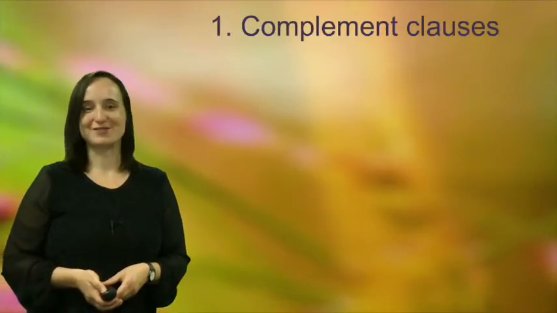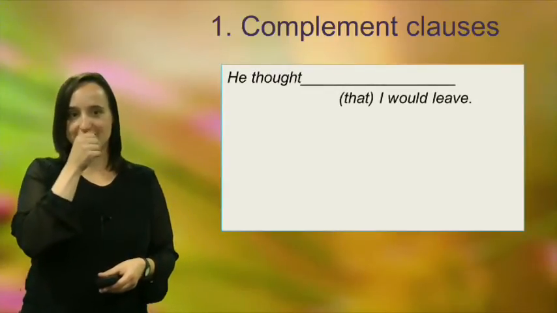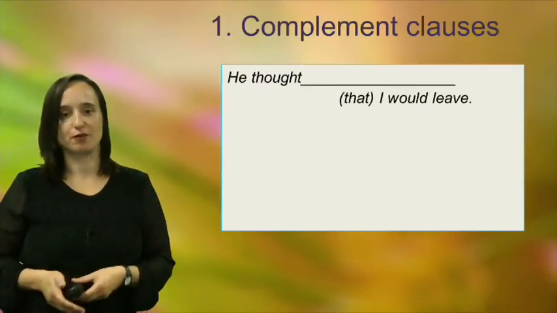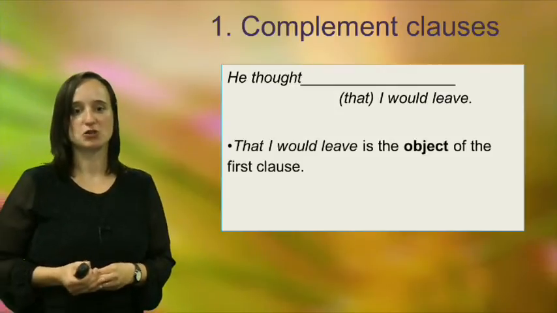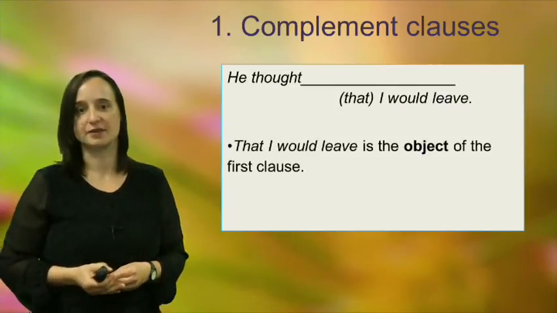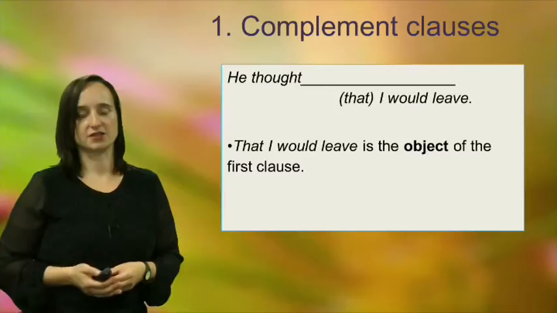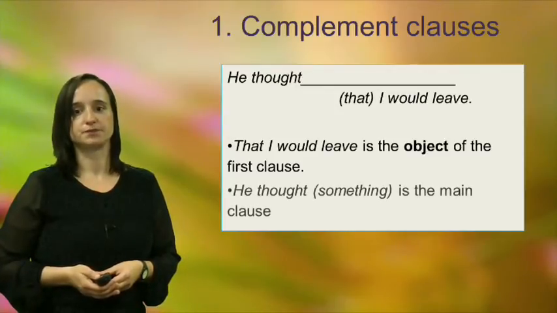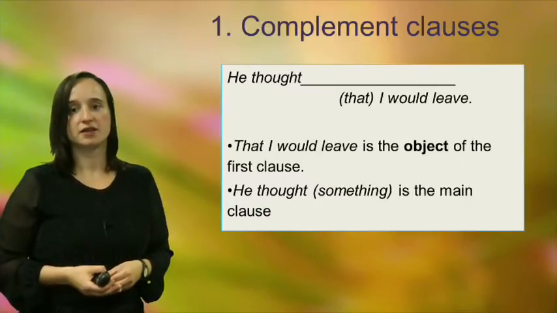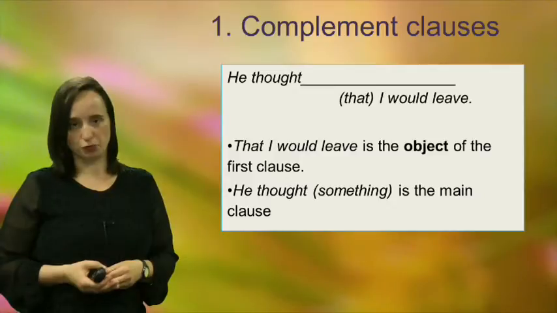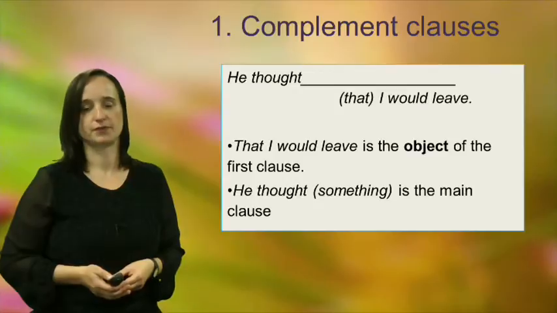Right, so let's come to the different types of clauses, and let's start with complement clauses. We had an example earlier. He thought that I would leave. And remember, complement clauses are clauses that appear as subject or object in the main clause. In this case, that I would leave is the object of the main clause, he thought. So, he thought something is our main clause, and that I would leave is our object complement. It acts as the object of the main clause.